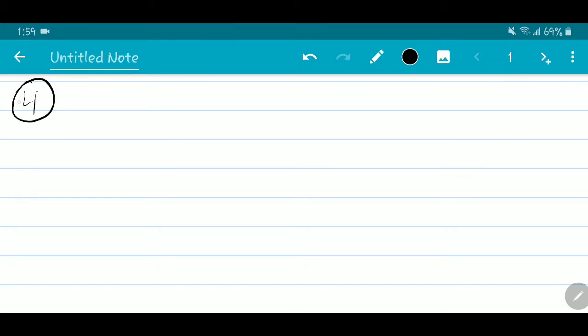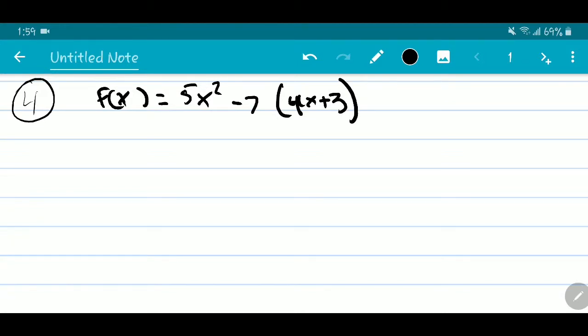Let's go ahead and move on to number 4. So this is the function that they're giving, f(x) equals 5x squared minus 7(4x plus 3). What is the value of f(3)?